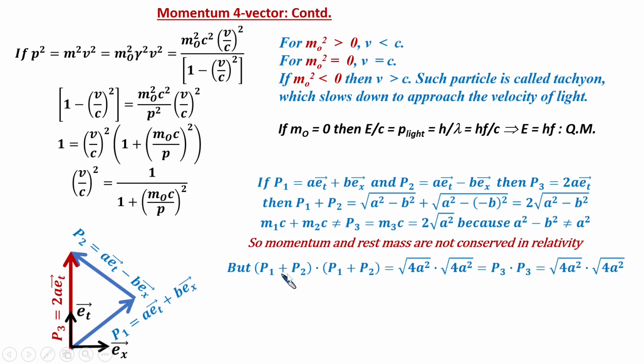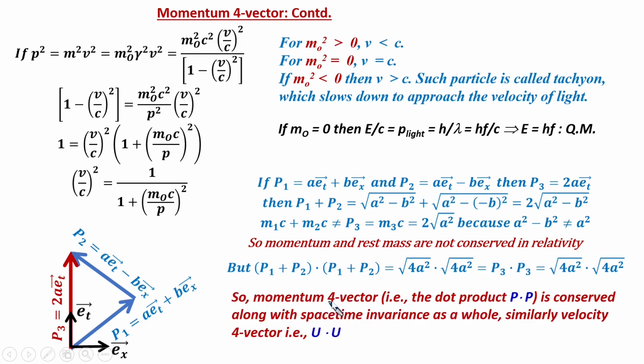But if you take it as a whole, that is (p1 + p2) · (p1 + p2), then I know here p1 + p2 is nothing but twice of a e_t, so I will get 4a², only the temporal part, and similarly here the square root of 4a². And this p3 · p3 is your 2a, so the square root of 4a², only this term is there.